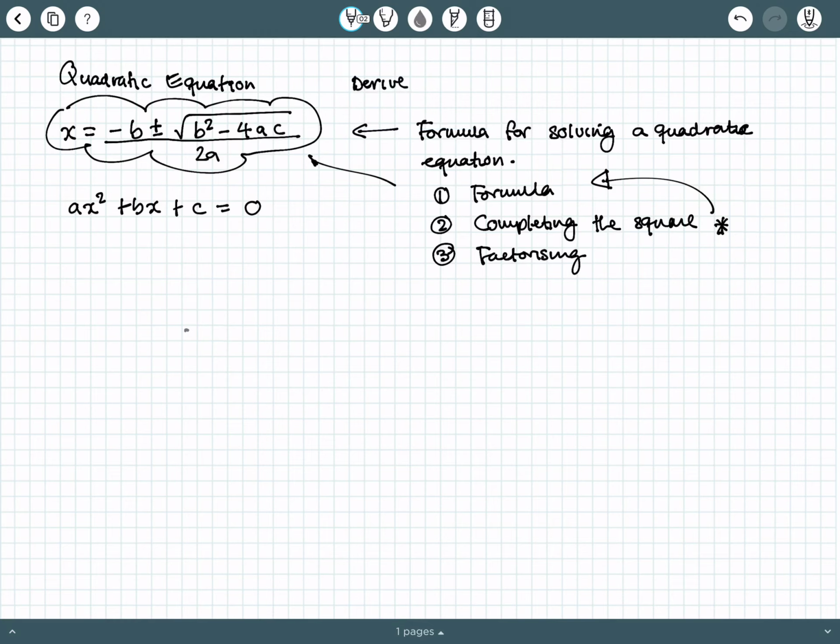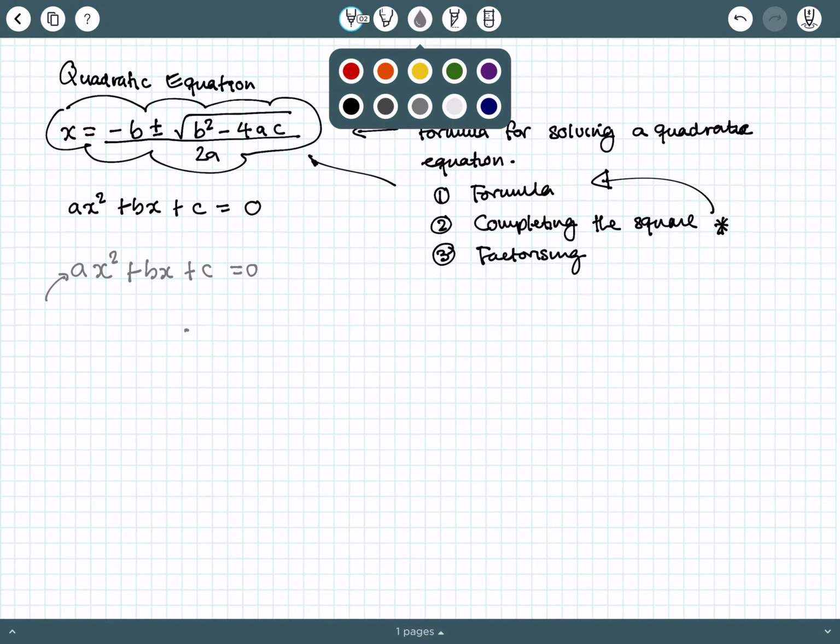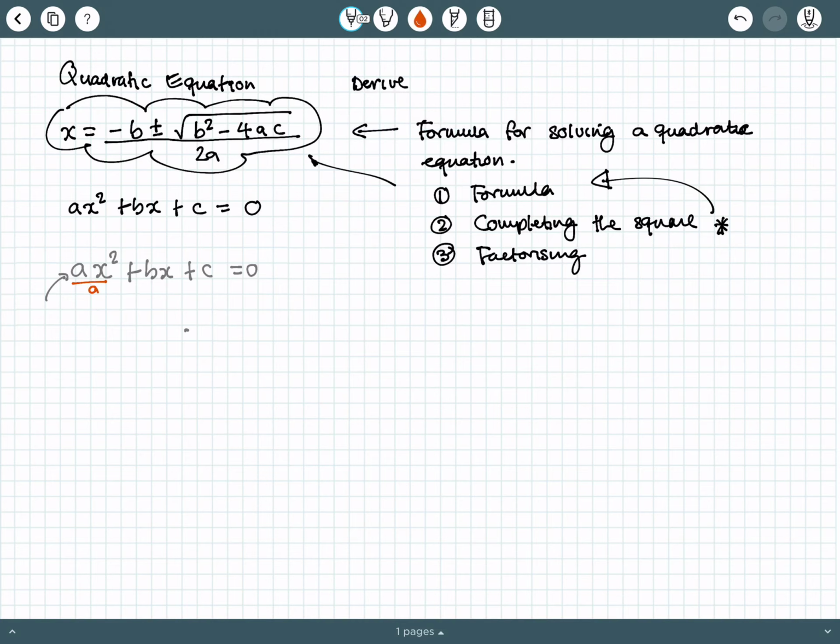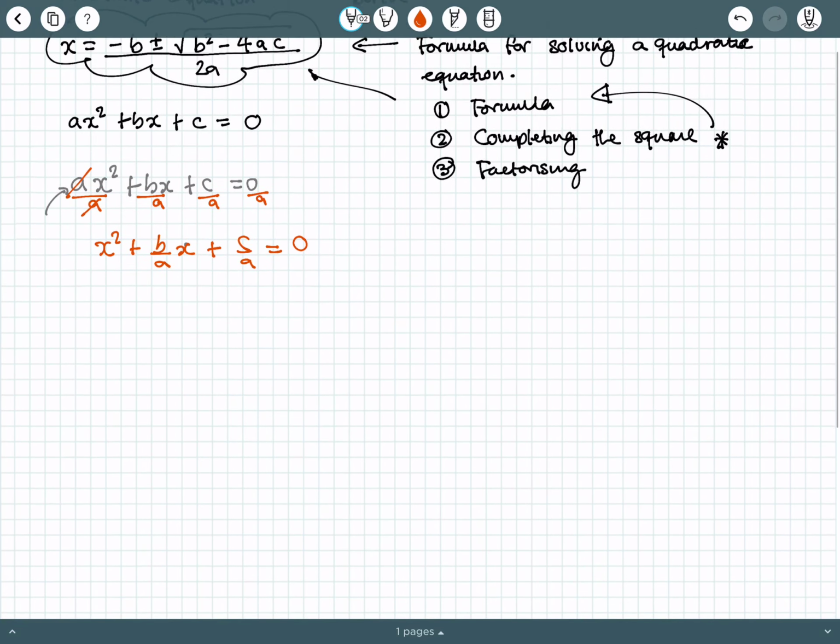We're going to divide. Okay, so first of all, let's write this down. ax squared plus bx plus c. Now, when you're completing the square, there should not be a number here. So we need to divide by a, by a, by a, by a. Here the a's cancel, so I'm left with x squared plus b over a x plus c over a equals 0 over a, and a number is 0, so equals 0.